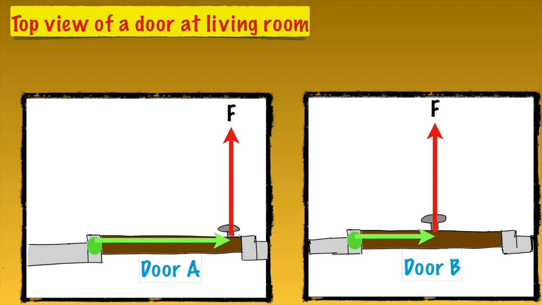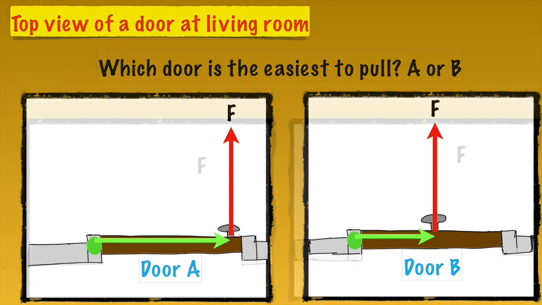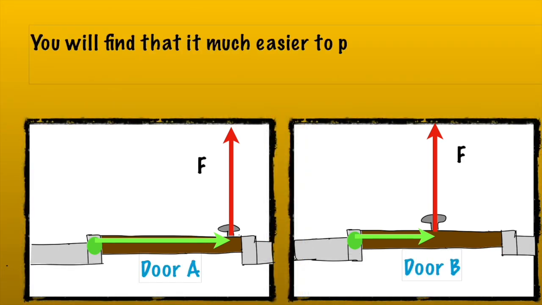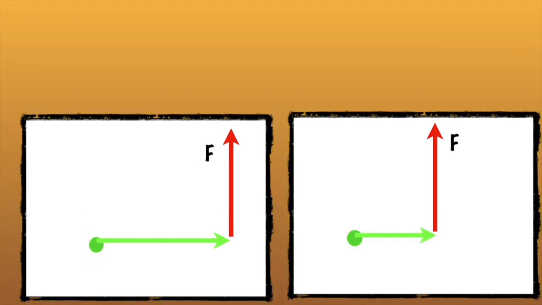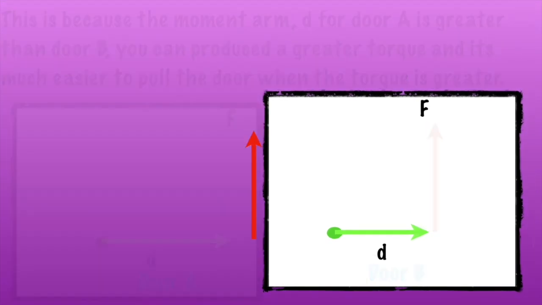Which door is the easiest to pull? Door A or door B? You will find that it's much easier to pull door A instead of door B, even though F is the same. This is because the moment arm D of door A is greater than door B, you can produce a greater torque, and it's much easier to pull the door when the torque is greater.